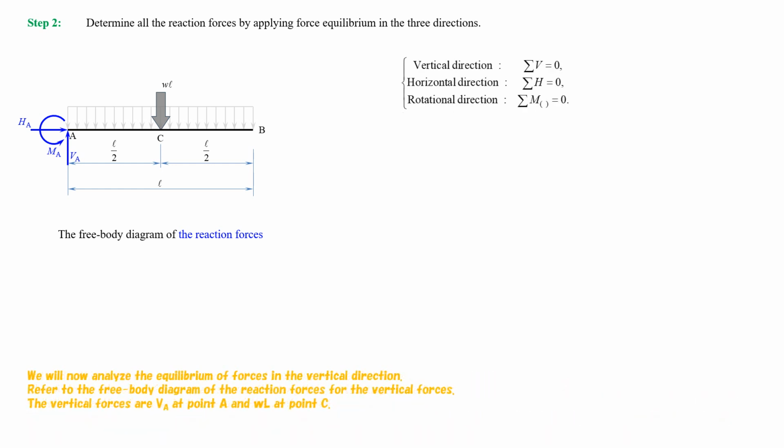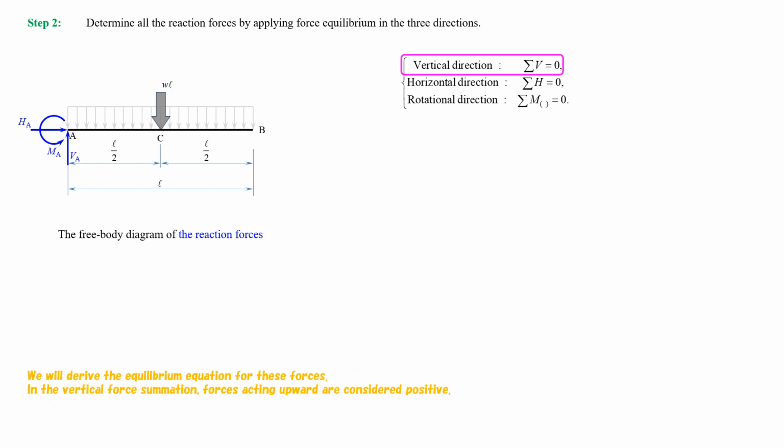We will now analyze the equilibrium of forces in the vertical direction. Refer to the free body diagram of the reaction forces for the vertical forces. The vertical forces are VA at point A and W multiplied by L at point C. We will derive the equilibrium equation for these forces.